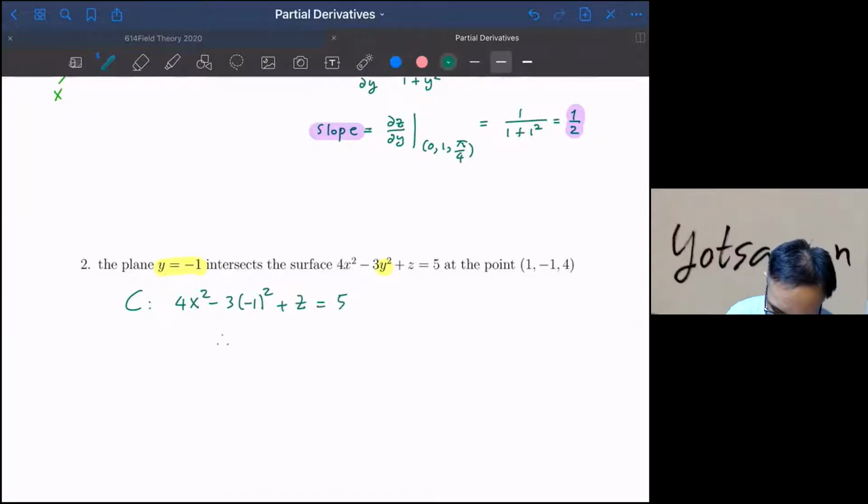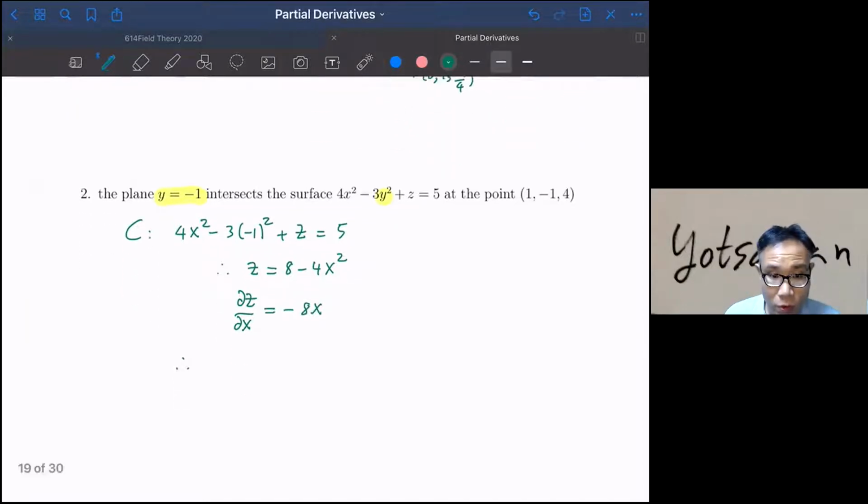And you're going to solve for z. Okay, so z in this case will be equal to 8 minus 4x squared, after you move the terms to the other side. And then you're going to find dz/dx. How would I know that it's going to be dx? Because you don't have y anymore. So it's going to be dz/dx equal to -8x. Okay, and for this one, you're just going to have the slope equal to dz/dx at (1, -1, 4).